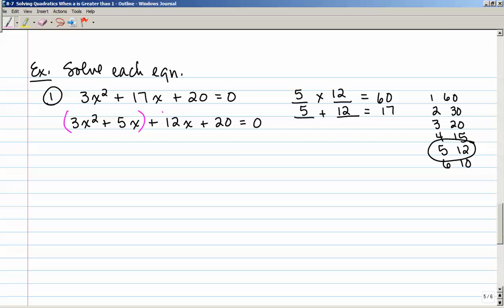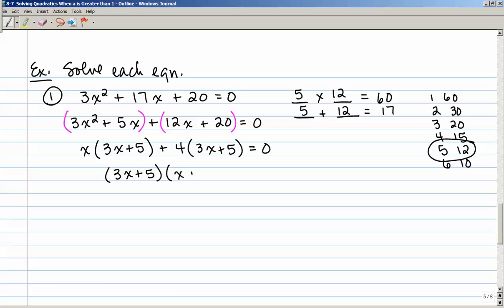So, putting parentheses around the first two and around the last two. Out of my first set of parentheses, I can take out a greatest common factor of x. And that leaves me with 3x plus 5. Out of my second set of parentheses, I can take out a greatest common factor of 4. And that's going to leave me with 3x plus 5, which looks really nice. So one of my factors is 3x plus 5. The other takes the x and the 4, puts those in parentheses. Now I have my polynomial factored.